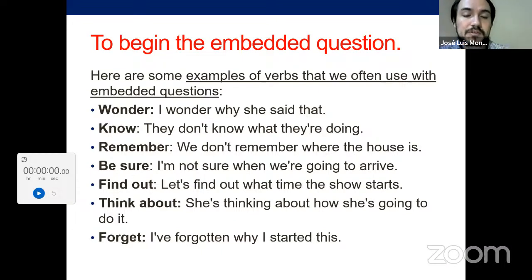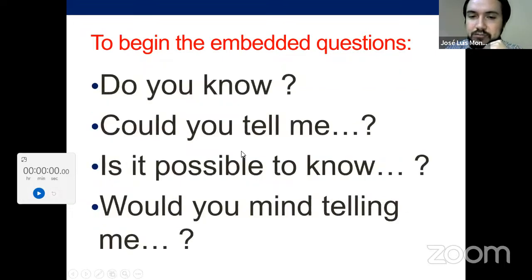So just to remember these expressions, Matilde, let's read them all, please, beginning with "wonder" up to "forget". Okay. Wonder: I wonder why she said that. Know: they don't know what they're doing. Remember: we don't remember where the house is. Be sure: I'm not sure when we're going to arrive. Find out: let's find out what time the show starts. Think about: she's thinking about how she's going to do it. Forget: I've forgotten why you started this. Okay, thank you.